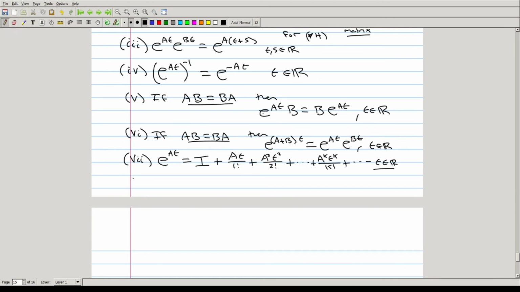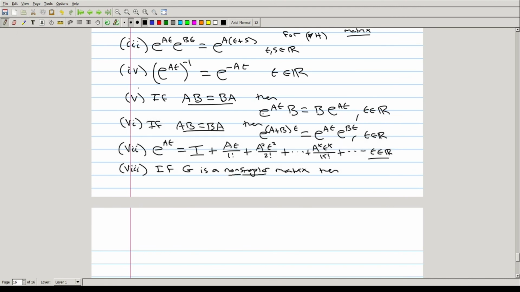The last property is that if P, and I'll actually use a different letter, if G is a non-singular matrix, then e to the G times A times G inverse is equal to G e to the A times G inverse.